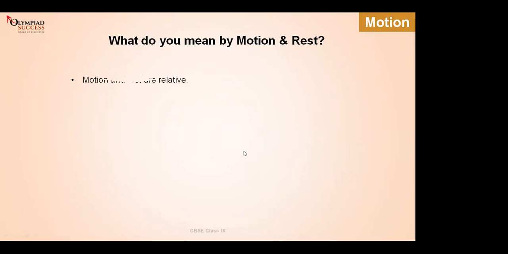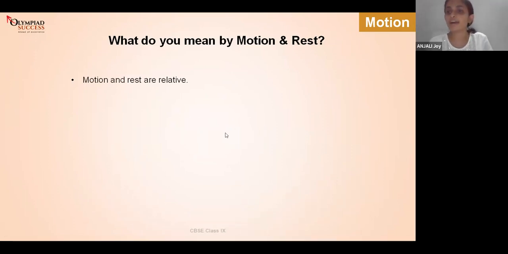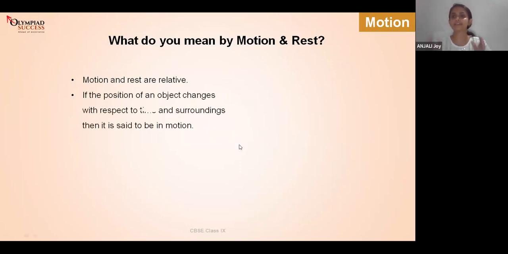Okay. So what do you mean by motion and rest? They both are relative terms. Relative in the sense you will not say that you are in absolute motion or you are in absolute rest. It's always relative. Understood? So if the position of an object changes with respect to the surroundings. So what you're considering here, you're considering the surrounding, you're considering the wall behind me, you're considering my position. And if you observe my surroundings are not changing with respect to me, you would say I am at rest.